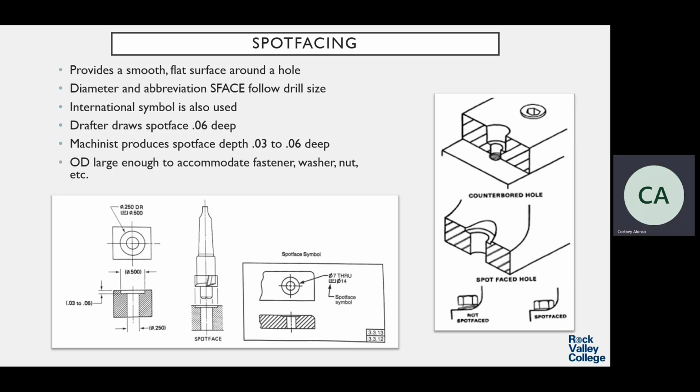All right, so spot facing. This provides a smooth, flat surface around any hole. The abbreviation is SFACE, but you can also use that upside-down, U-looking symbol that we talked about. That's also used. And then you would see the SF. So that's what you see right here, SF.